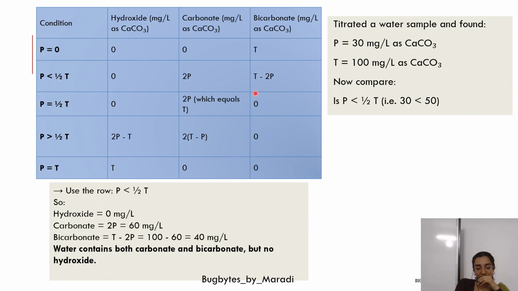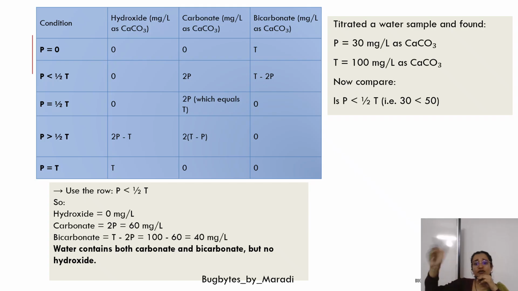And you will be having bicarbonate in this particular water sample. T minus 2P, T is 100, 2P is 60, that is 40. That's why 40 plus 60 is 100. Total alkalinity is 100. In this total alkalinity, 60 mg per liter is carbonate, 40 mg per liter is bicarbonate. No hydroxide is present. I have already told you hydroxide and bicarbonate cannot be present together. That is how this table is formed and how it is interpreted. I hope it's clear for you.